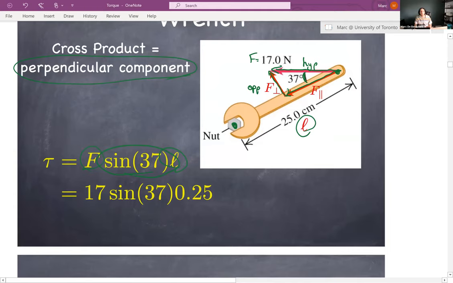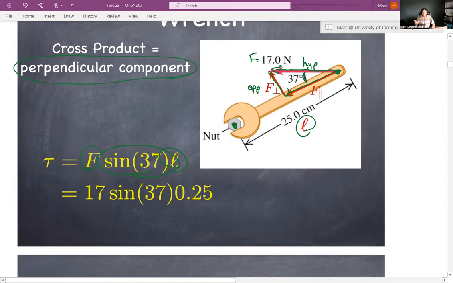Now, for those of you who have used tools before, specifically ones to tighten or untighten something, your brain, or everyone's brain, seems to intuitively know that the longer the wrench, the better or the easier it is to use to both tighten and untighten something.